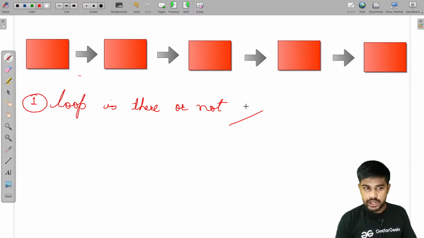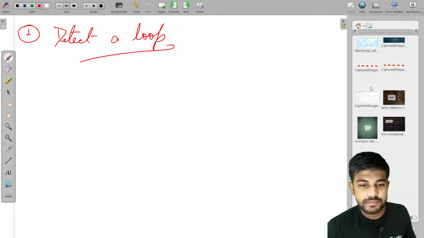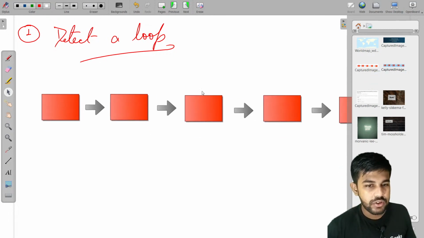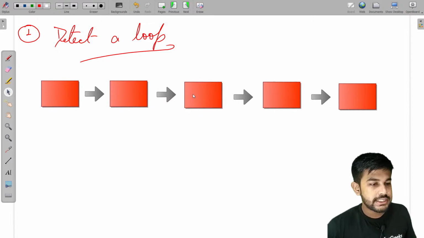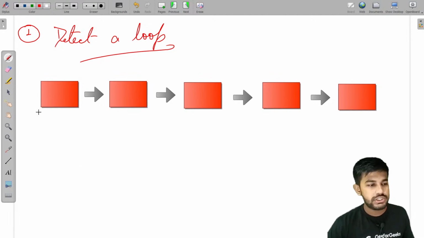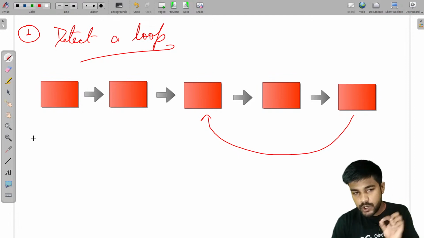There was already a POTD session on detecting a loop in a linked list four or five days before. So let me take a linked list here. This is a linked list, and we need to check if there is a loop or not. To check, we can first hash the particular nodes.